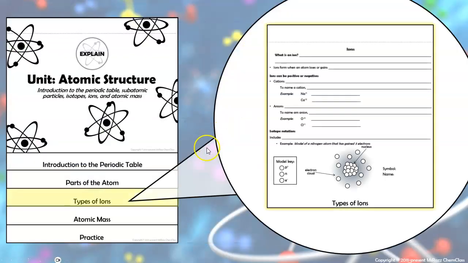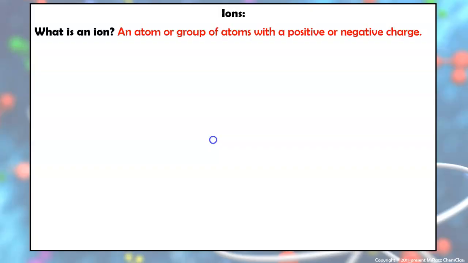All right, now on to types of ions, which again, you are responsible to know for this particular unit, but it will not be on the quiz. It will be on your test. So, what is an ion? An ion is an atom or group of atoms with a positive or negative charge, meaning it is not equal to 0, meaning that an ion forms when an atom loses or gains electrons.